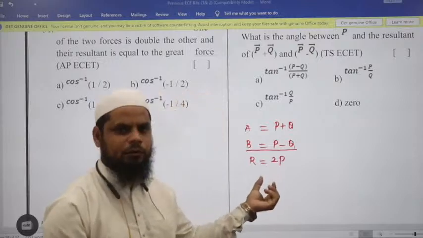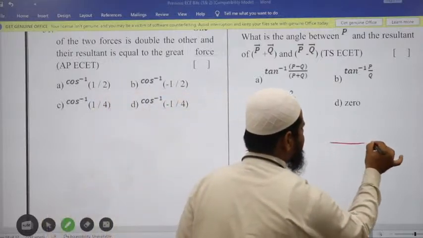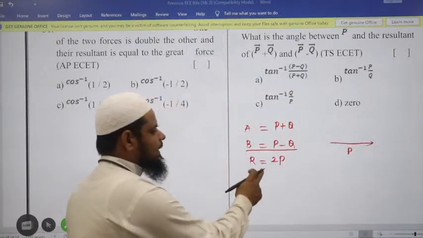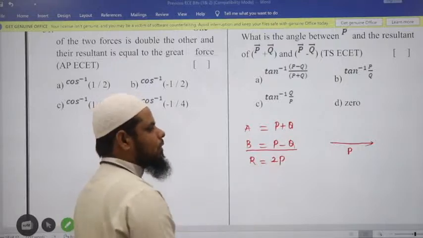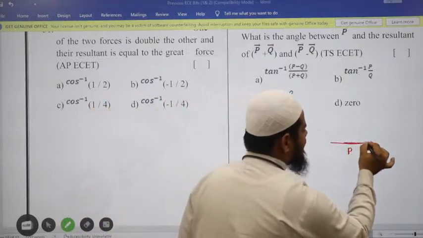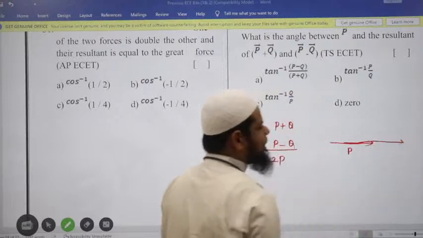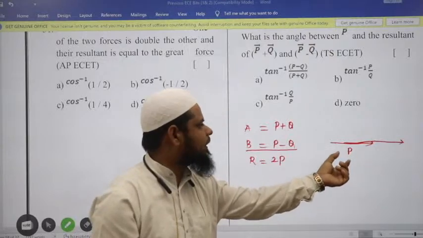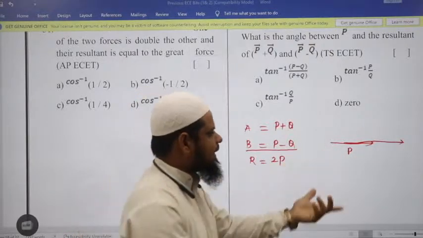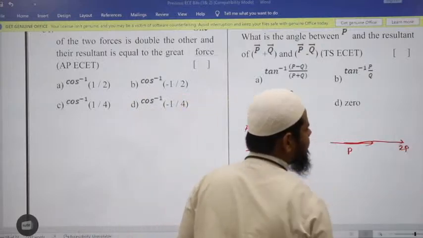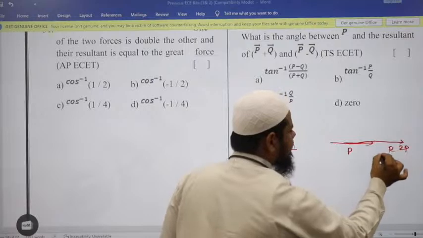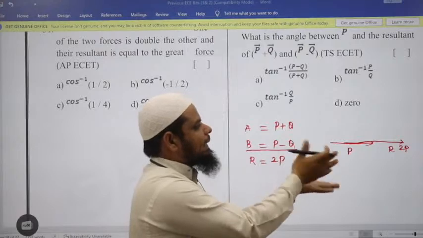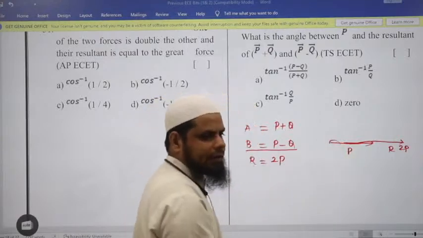That is the resultant. Now, what he is asking, consider this is P. Now the resultant is also 2P. So it means the resultant will be on the same line itself with double its magnitude. Consider it as 2P like this here, R. Both are one over the other. So it means the angle between them is 0 here. The answer is D.